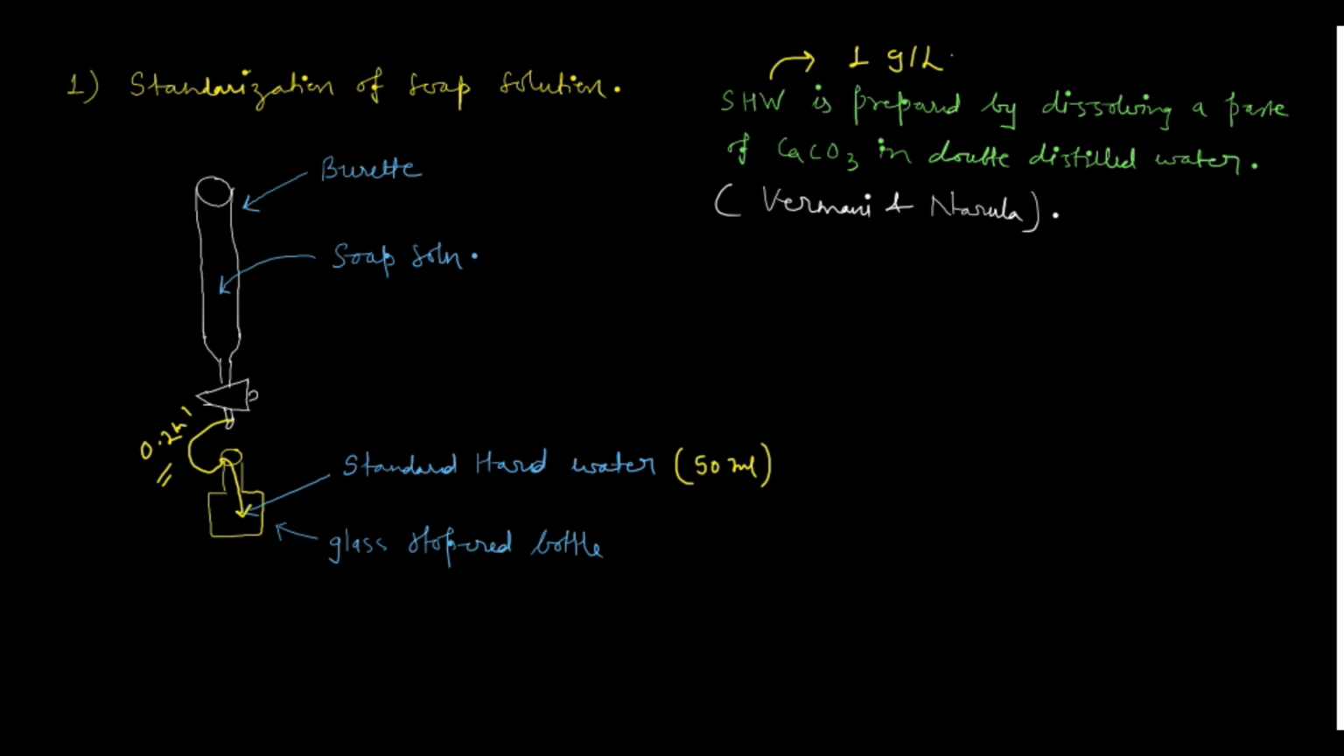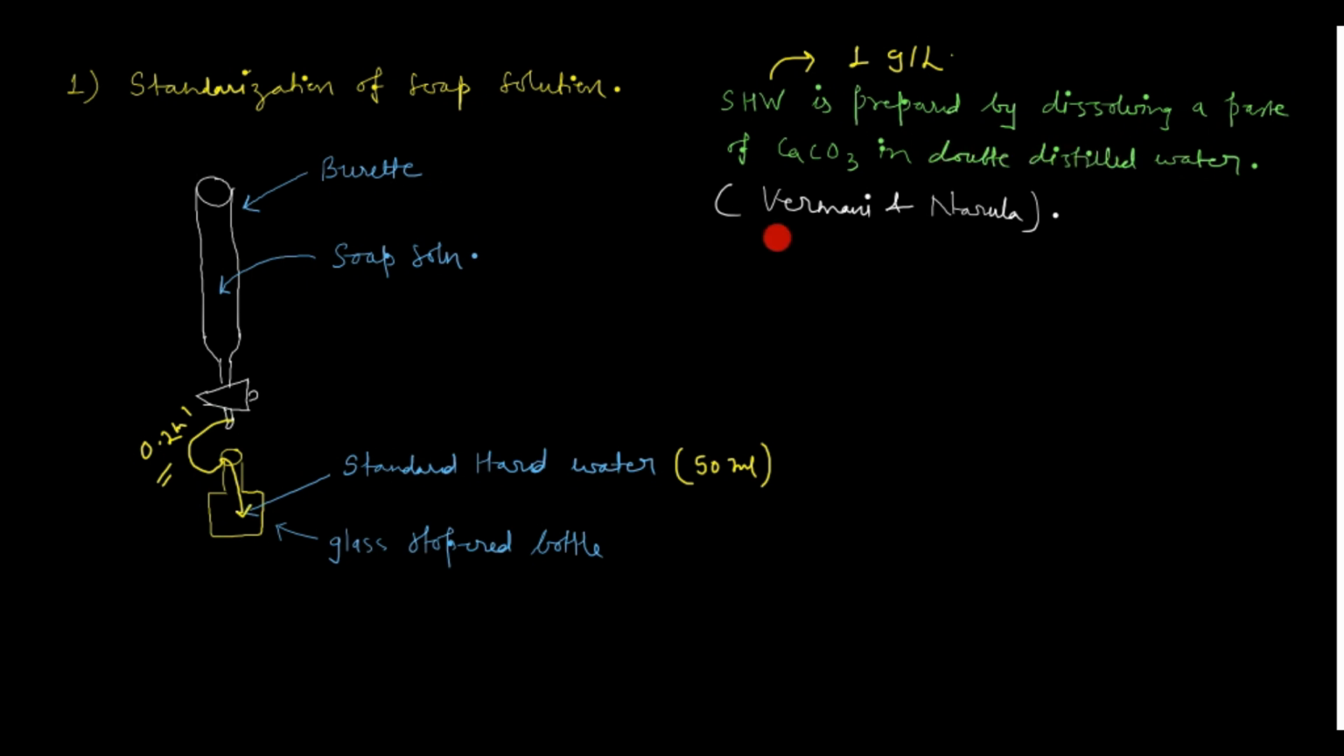So first, in the first step, I am doing the standardization of the soap solution against the standard hard water, so that we will have the information about the soap solution also. For standardization of the soap solution, we take the standard hard water, which is generally prepared by dissolving a paste of calcium carbonate in double distilled water. Double distilled water means it does not have any kind of hardness.